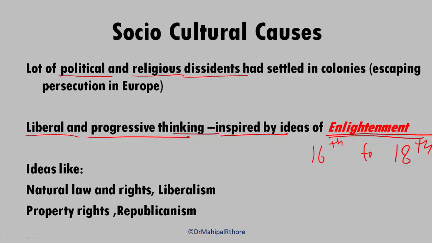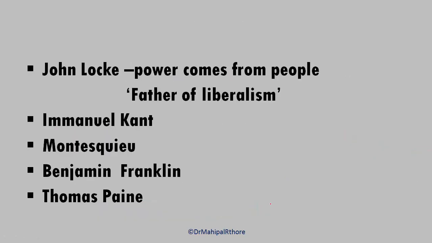So there were some ideas like natural law, that a person who is born has some natural rights and there is a natural law that has to be followed in society. Then there were ideas of liberalism, property rights, republicanism. What is republicanism? That the head of the state will not be a king. Such ideas began to take shape through the writings of Western philosophers in Europe, like John Locke. He is called the father of liberalism. He said that the power comes from people and not from the king.